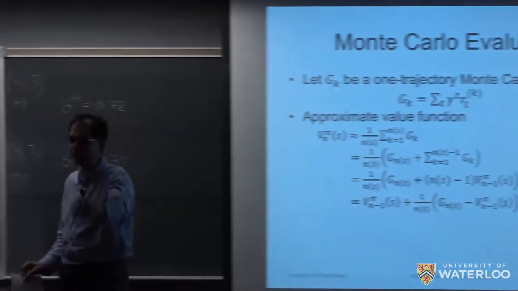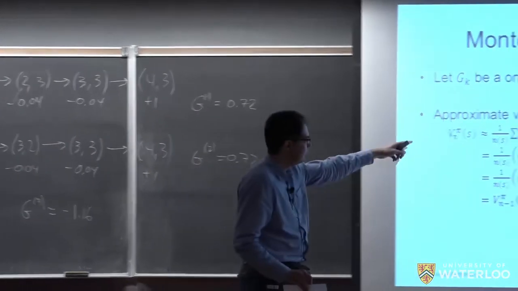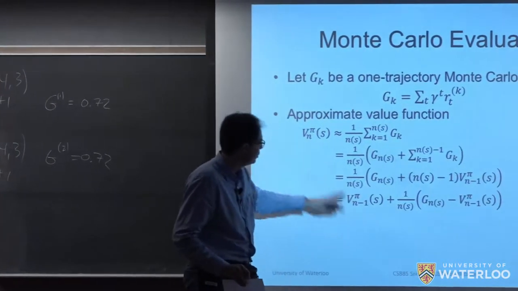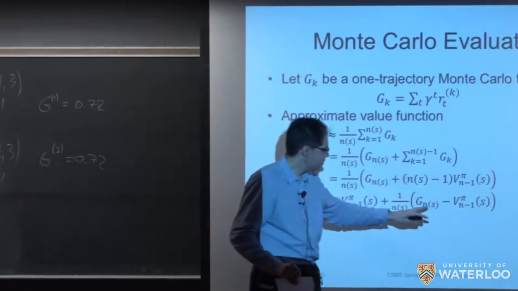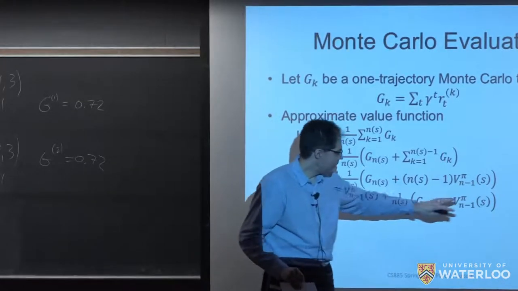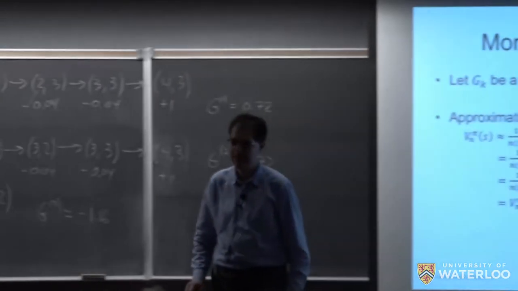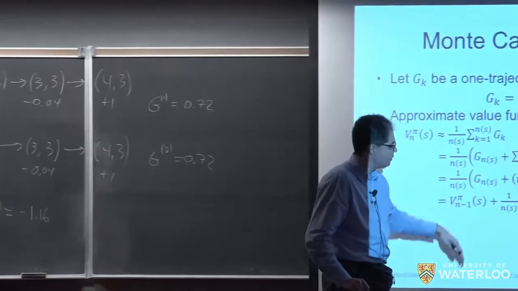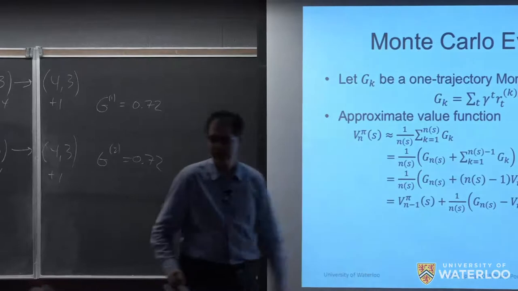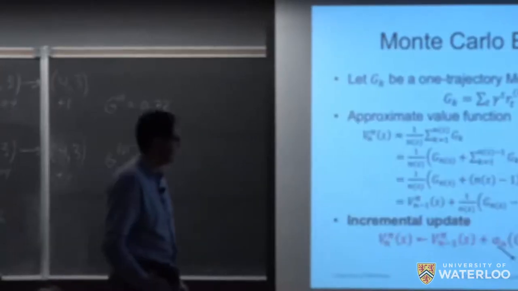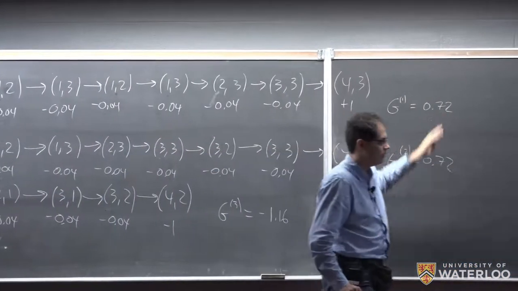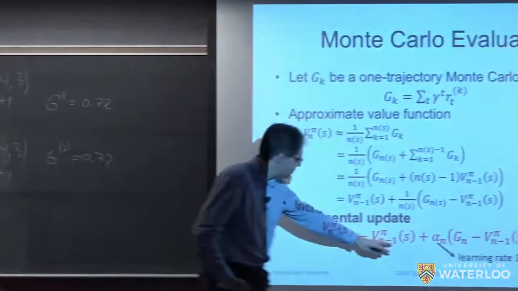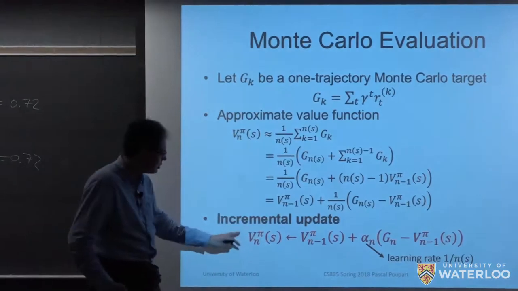But now if I want to have a running average, something that I can update gradually, then what I can do is rewrite this expression as my previous estimate plus 1 divided by the number of trajectories times the difference between one sample and my current estimate. Okay. So this is just a small derivation that shows how you can update an average one sample at a time. Okay, so this leads to the following incremental update. After the first trajectory, I get an estimate that's 0.72. But then after the second trajectory, I'd like to update my estimate of the value function. And so this will be the general form.